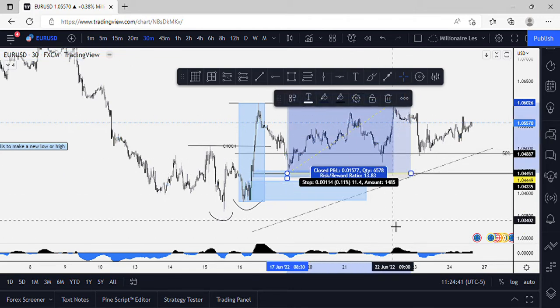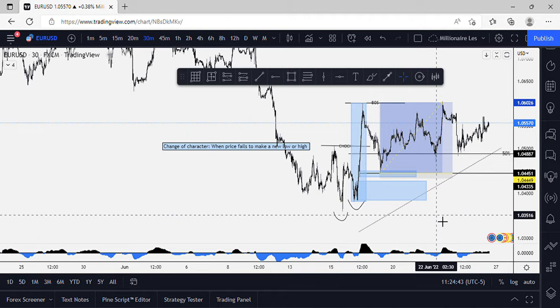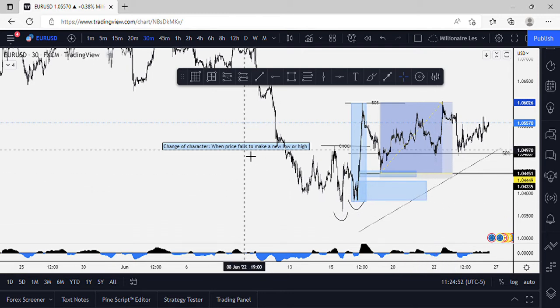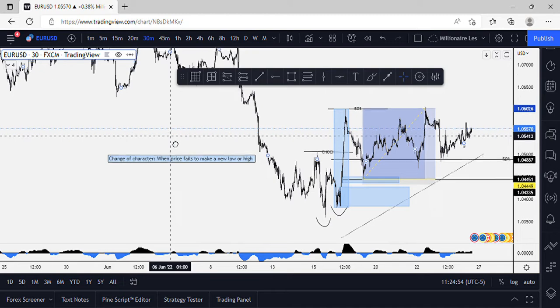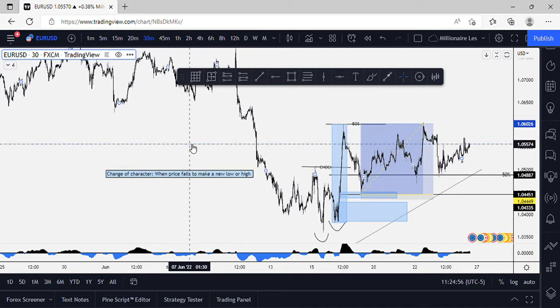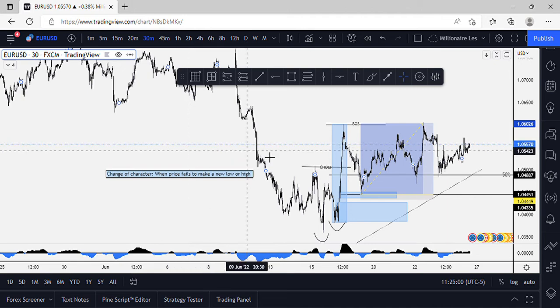Price hits take profit. So that's just one of my entry models that I utilize in regards to change of character, breaks of structure, and supply and demand. Hopefully this helps. It's extremely simple. You can use this on pretty much any pair. So yeah, hopefully this helps.